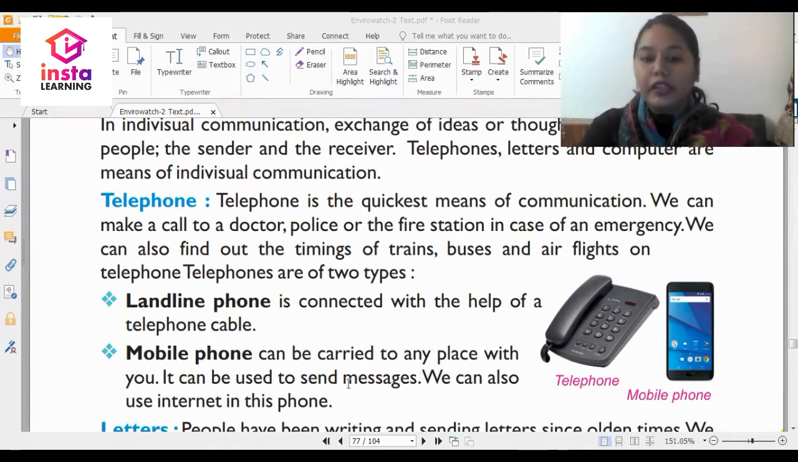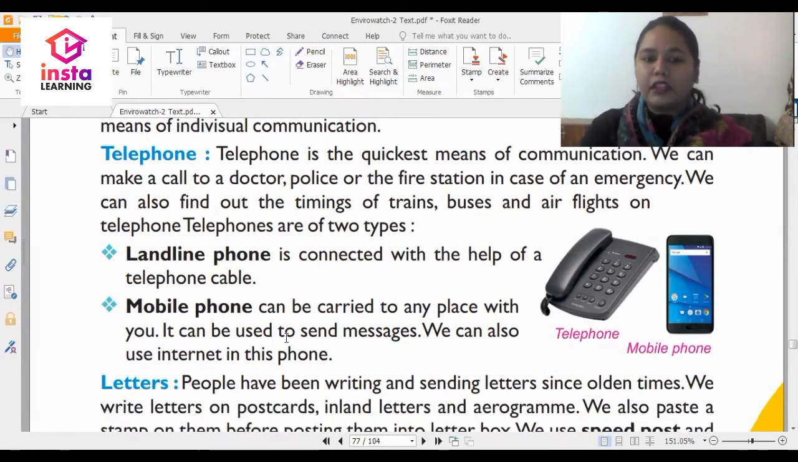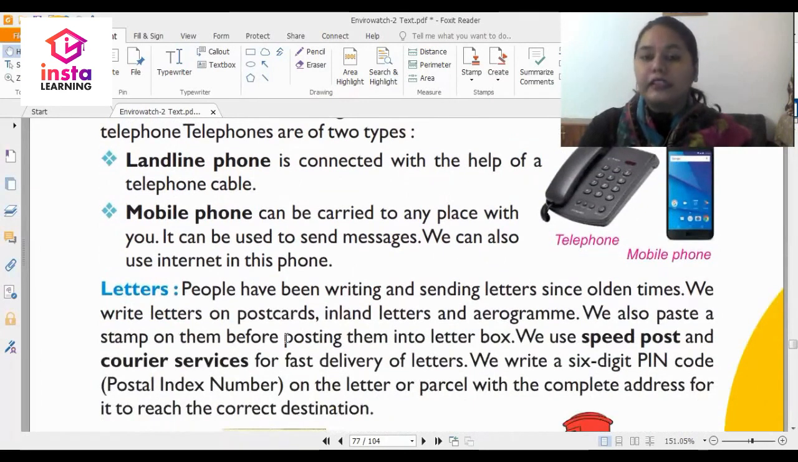It can be used to send messages. We can also use internet in this phone, right? So here we have learned about telephone as a means of communication. Now we talk about letters.